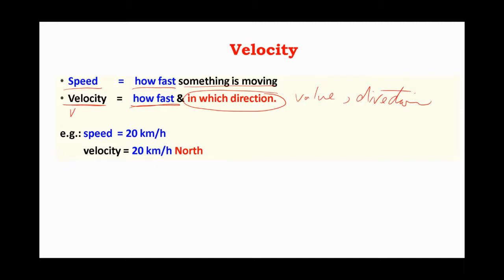The velocity is a vector, متجه. The speed is a scalar quantity. So for example, I might say the speed of the car is 20 kilometers per hour. But when I want to tell the velocity, you need to tell that its value or its magnitude is 20 kilometers per hour in the direction of the north. Okay, so you need to tell the value and the direction.